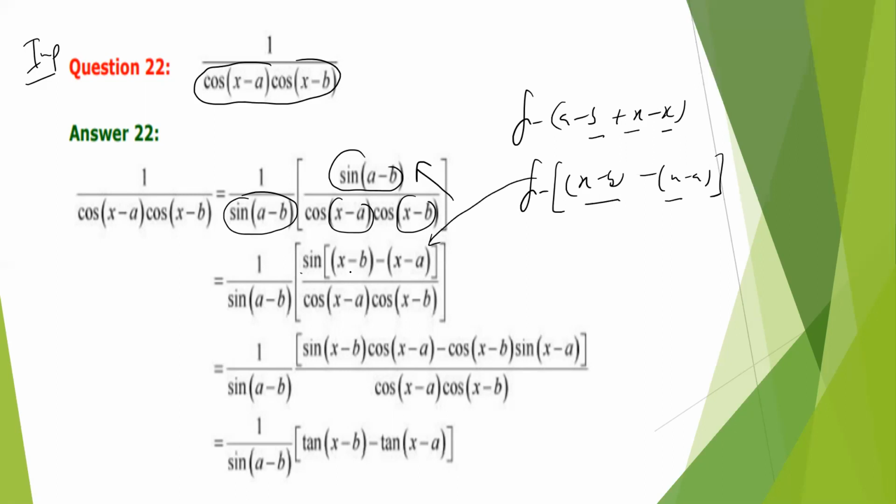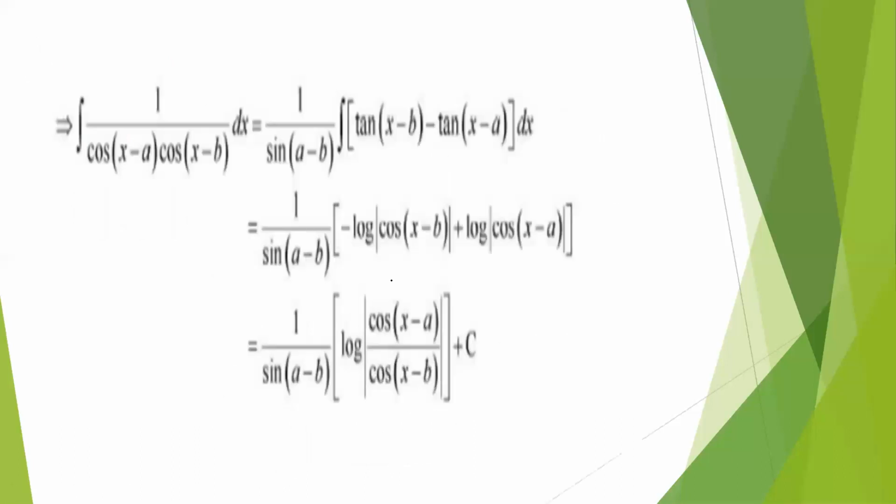Now it is sin a minus b. Sin a cos b minus cos a sin b. Write it again separately. So we will get tan x minus a, tan x minus b. Now it is easily integrable. What is the integration of tan? Log sec x minus b, log sec x minus a. Clear?